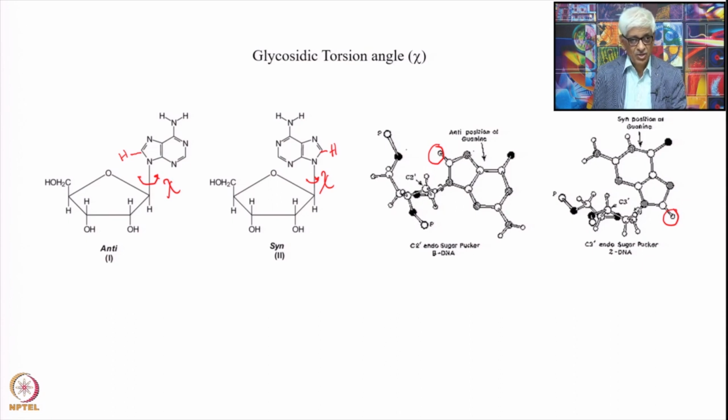So we have C3 prime endo geometry for the sugar ring in A type structures or RNA structures, and in B type structures it is the C2 prime endo sugar geometry, and the glycosidic torsion angle is NT conformation. It is both in bDNA and aDNA, whereas you have possibilities of glycosidic torsion angle in the syn and anti conformations in the case of zDNA, and there are other possibilities as well. Now okay, is that all about the nucleic acid structure?